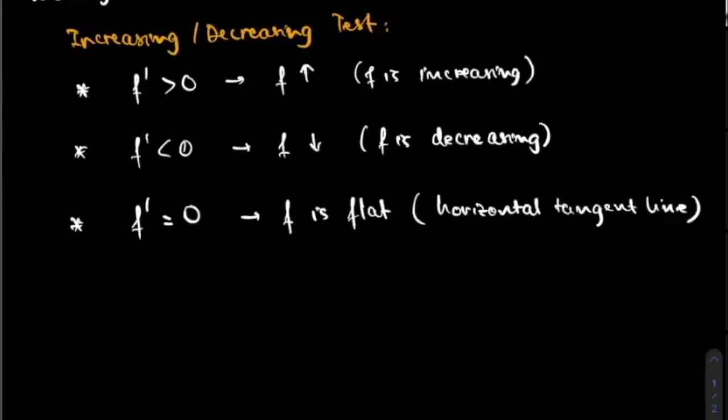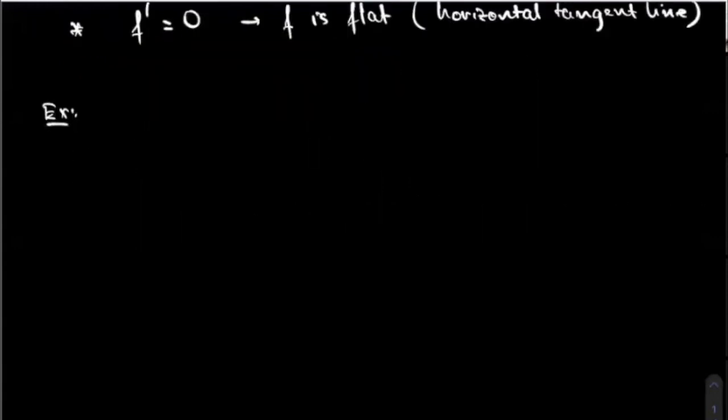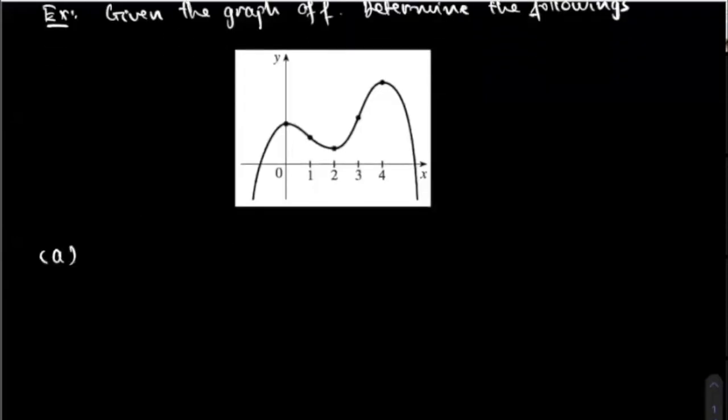All right, so let's take a look at the first example here. I'm going to give you the graph, and I'm going to ask you to identify the local maximum, local minimum, and also the interval where the curve is increasing and the interval where the curve is decreasing. Example: given the graph of f, I would like you to determine the local maximum and local minimum values and the corresponding x value.